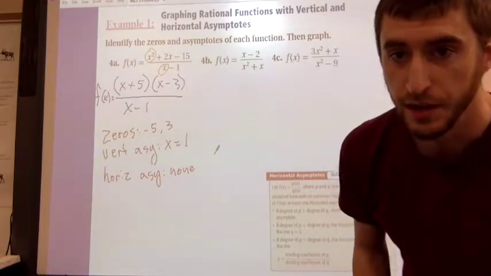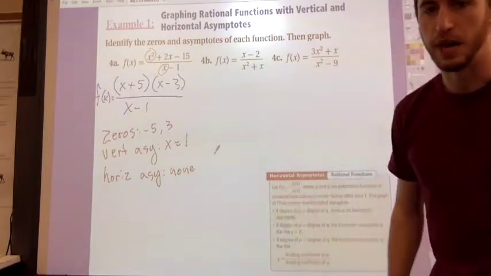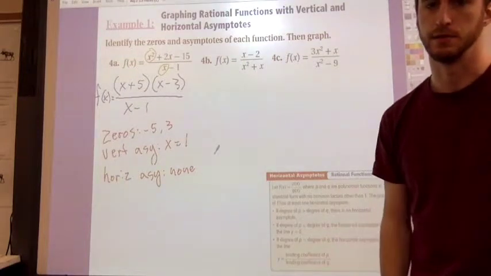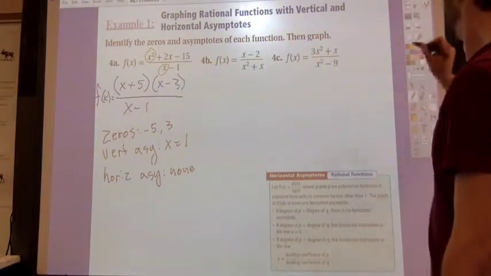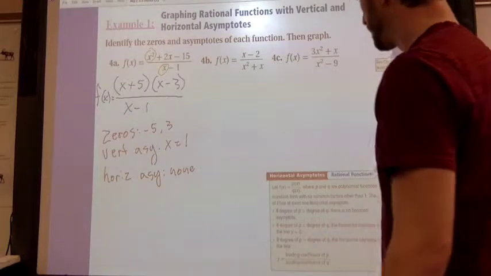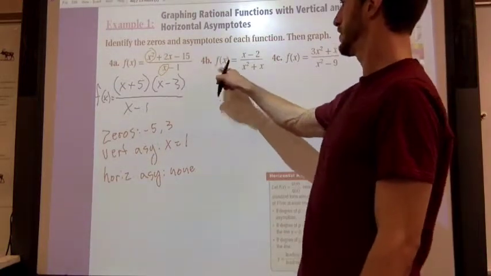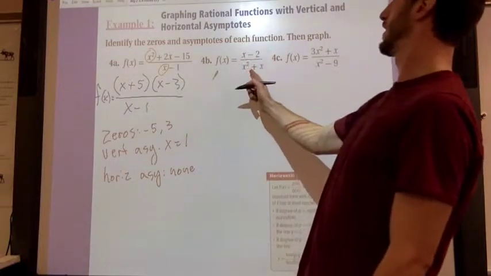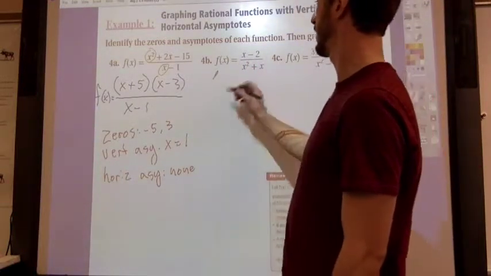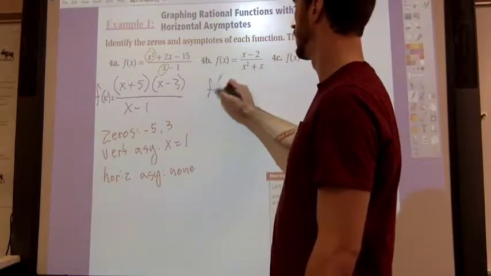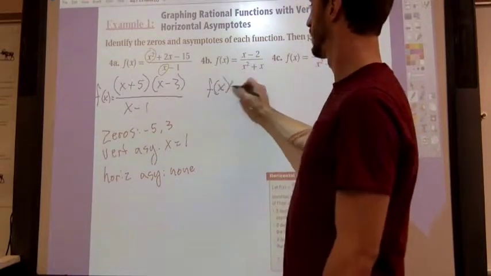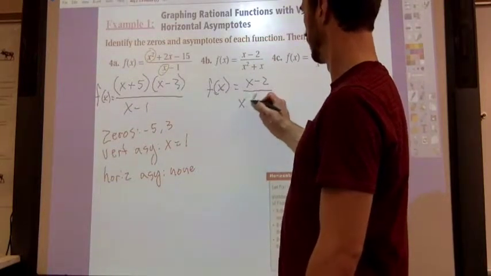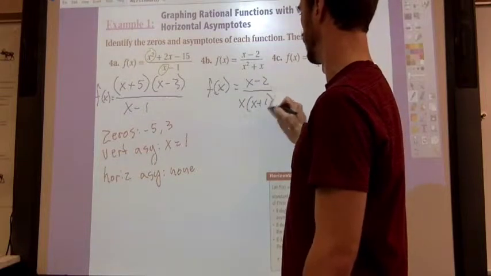Go ahead and pause the video and try these next two by yourself. Give me the zeros, vertical asymptotes, horizontal asymptotes. All right, hopefully you did that. To do this first one, I'm going to rewrite it in factored form. So it looks like I can factor an x out of the denominator. So this is going to be f of x equals x minus 2 over x times x plus 1.